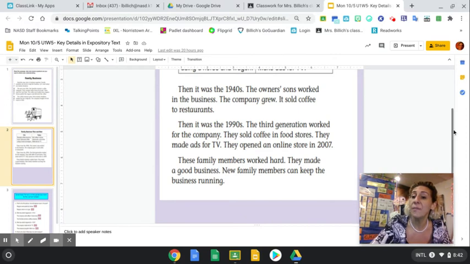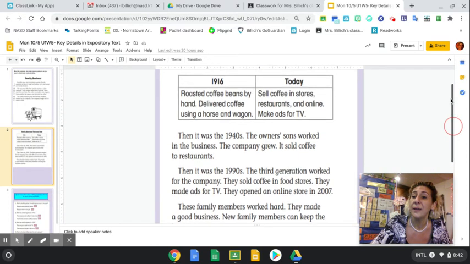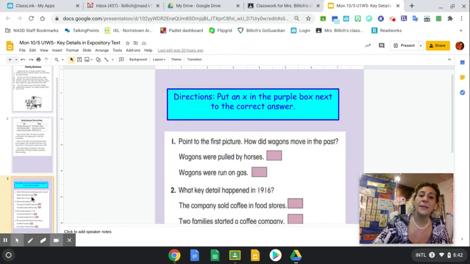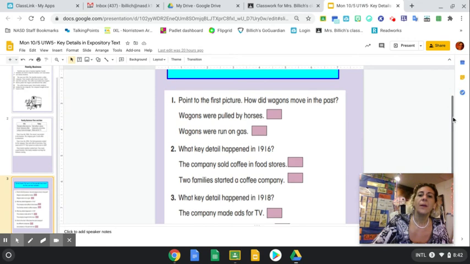And one of the things that we noticed in the expository text that we've been reading is that often they have charts because they do show facts. And so there are charts. This one had charts for how the coffee business was in 1916 compared to today. And then they had basically 4 choices for answers, and they just had to put an X next to the one that was true.